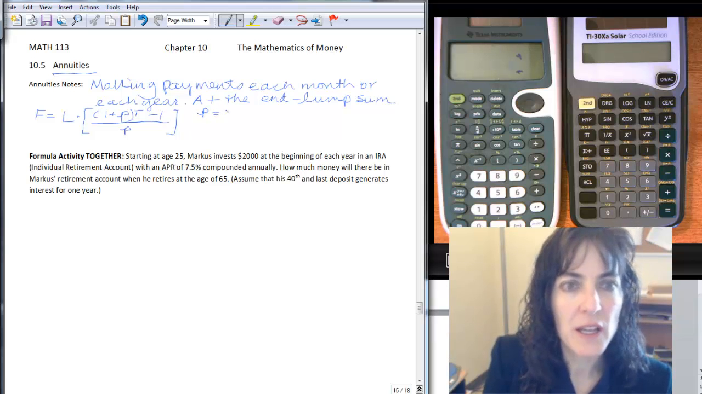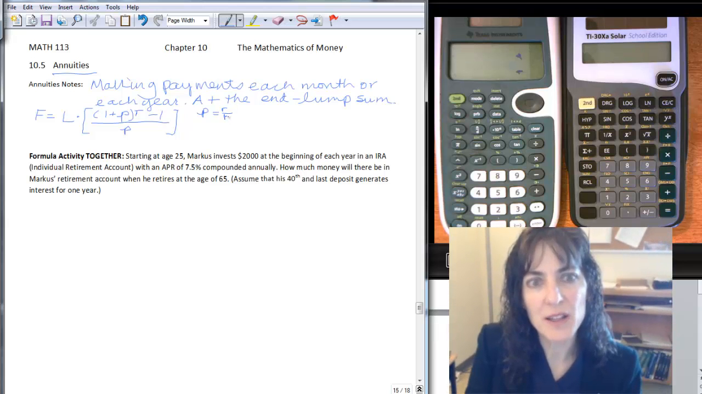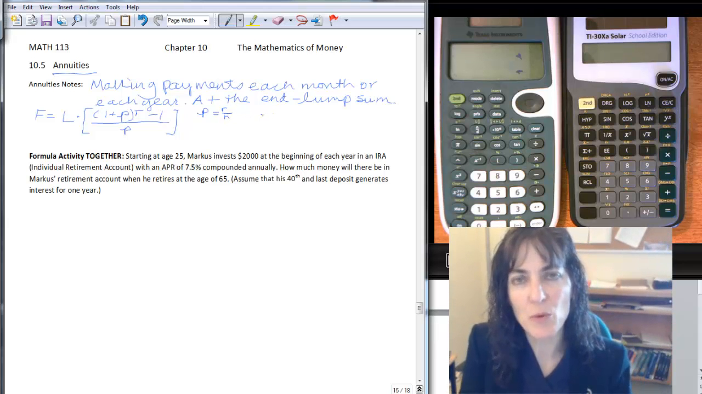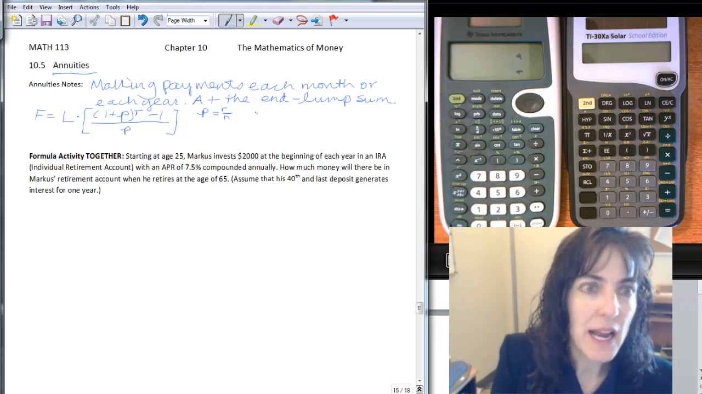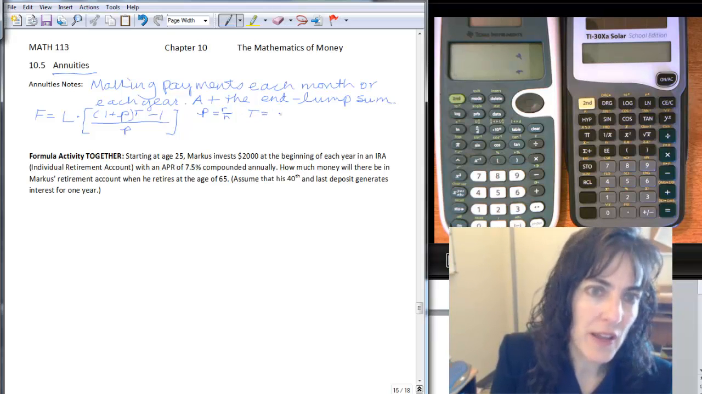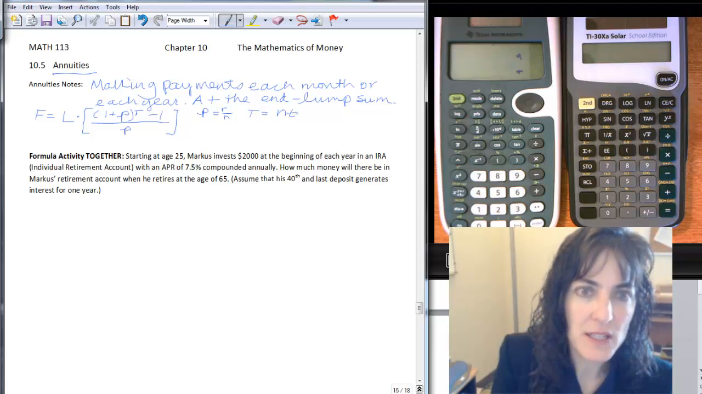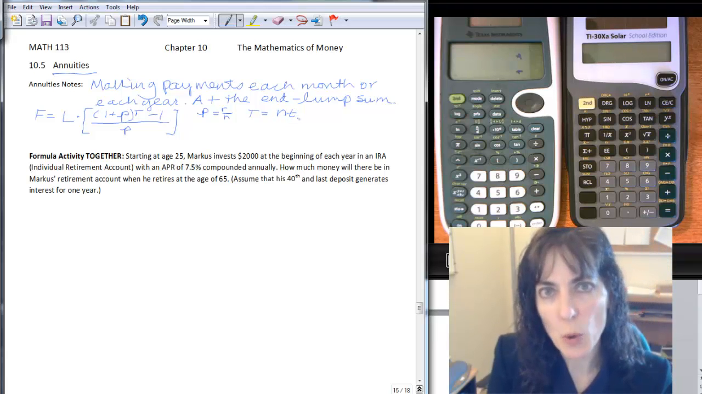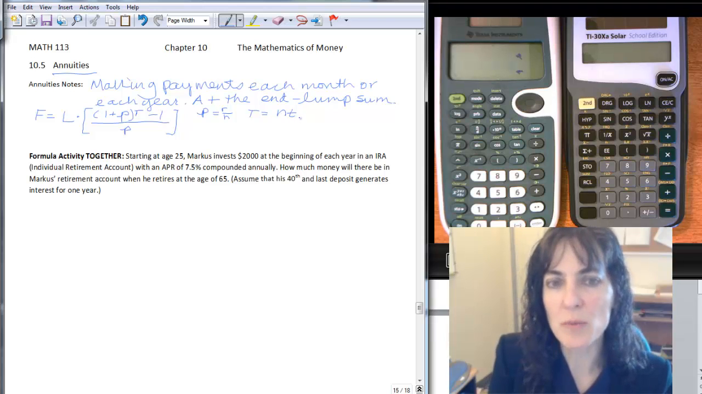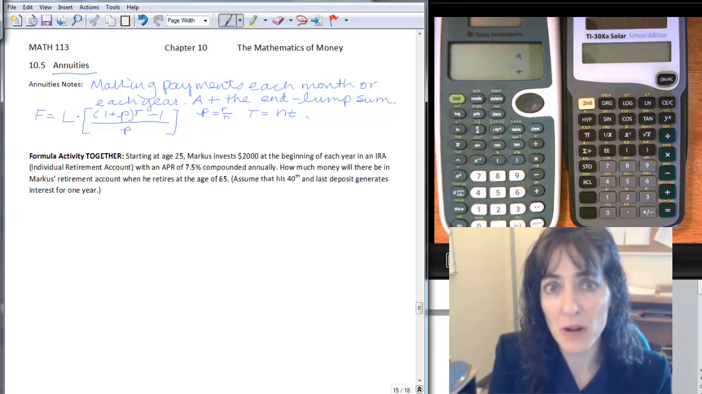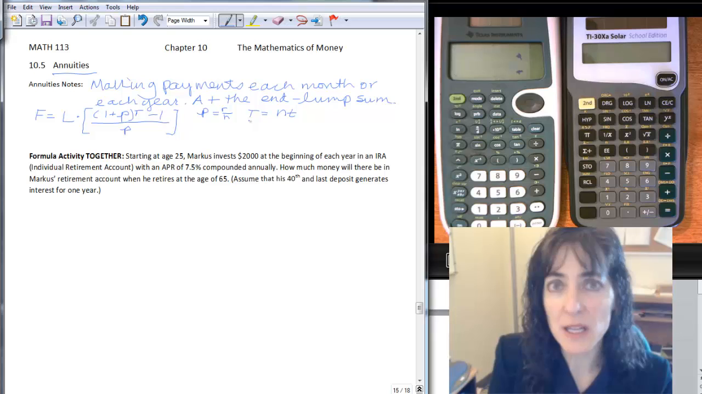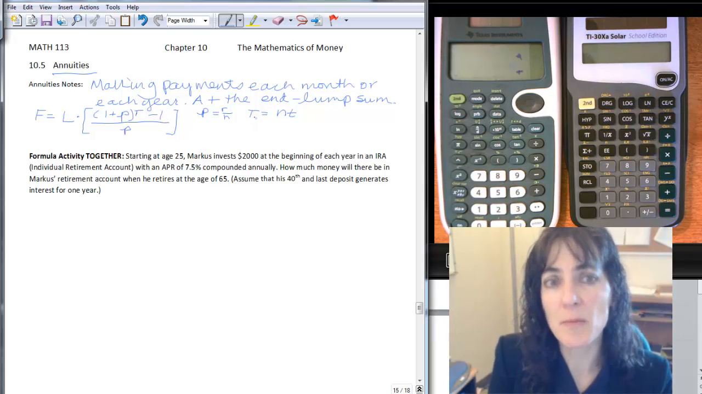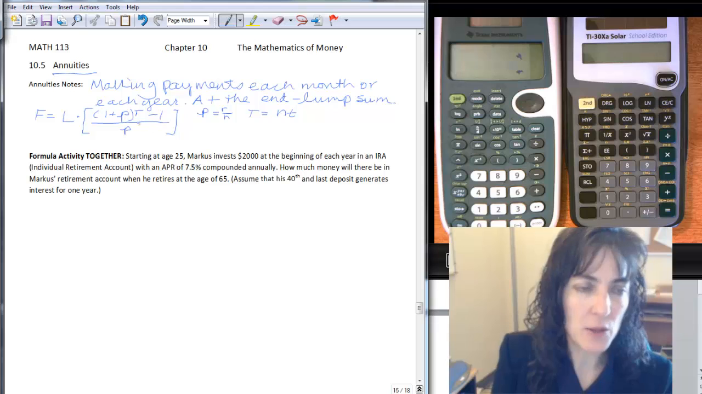Our little p is our standard R over N. So our little p, remember we looked at that before, is the periodic rate. And then our capital T, that's going to be the N times T, and remember that is the total number of payments that the person would make, or the number of compoundings times the time, the number of years, so it's the number of payments or deposits that you're going to make, or the number of times you're compounding. So these are the little p and the big T that we've looked at before, but we haven't used them very much, and that's what's all inside the parentheses here.